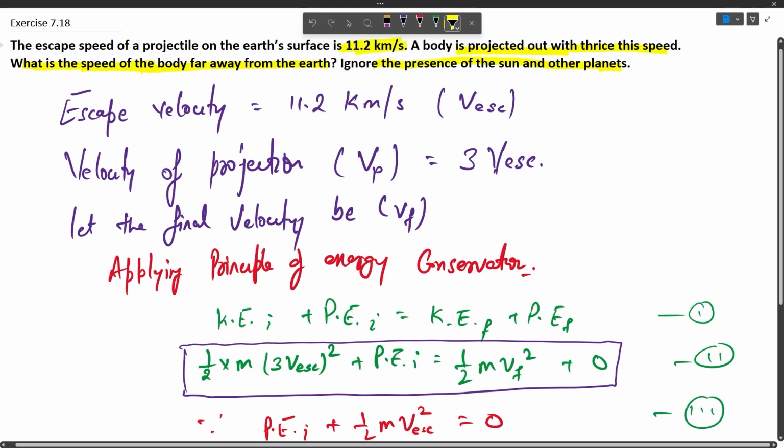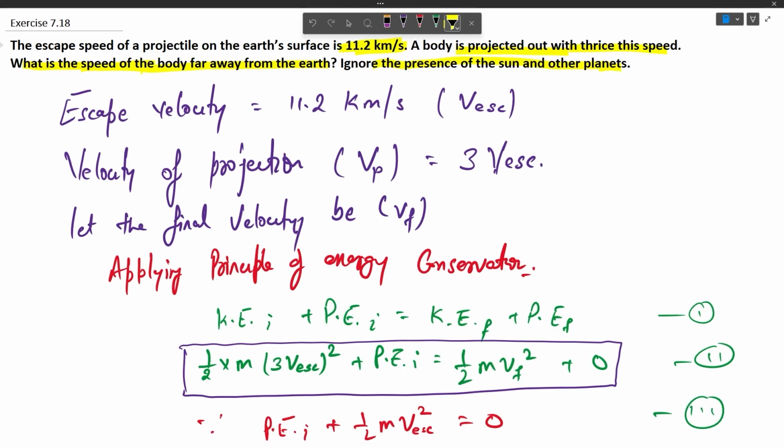That means if this much velocity is given to an object on Earth, then it has the energy to escape the Earth's gravitational field. This is the necessary condition for a body to go to a place where Earth's gravitational influence would be 0. The necessary condition of the escape velocity, or the body going away from the influence of gravitational force of Earth, is that its total energy should be equal to 0.